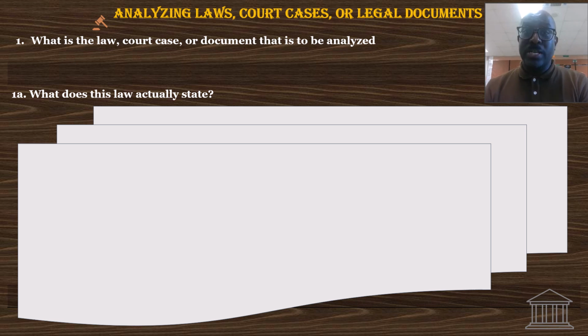For 1A, you just put in that spot where the little note card is a description of the law. So for number one, just to reiterate, you would place the name of the law, court case, document, or idea. And for 1A, you would place what the actual law is stating. Okay.